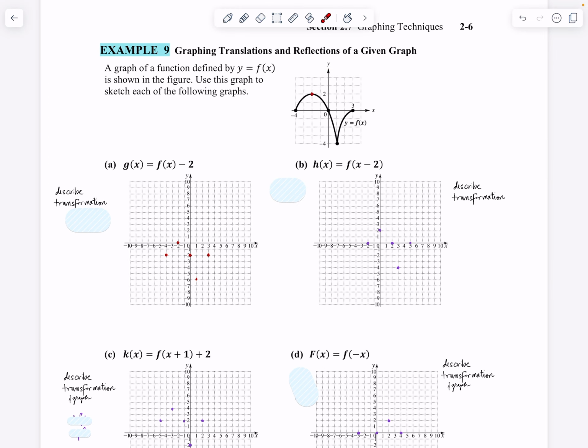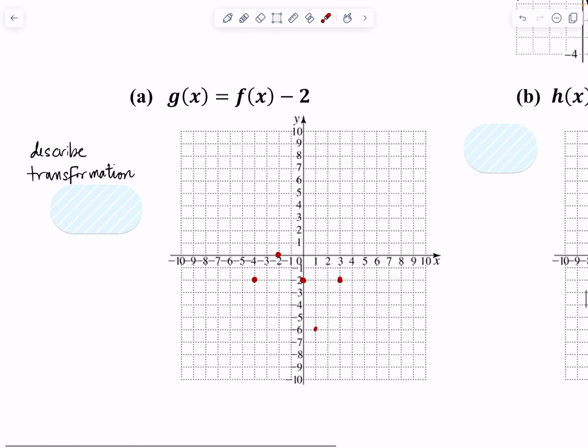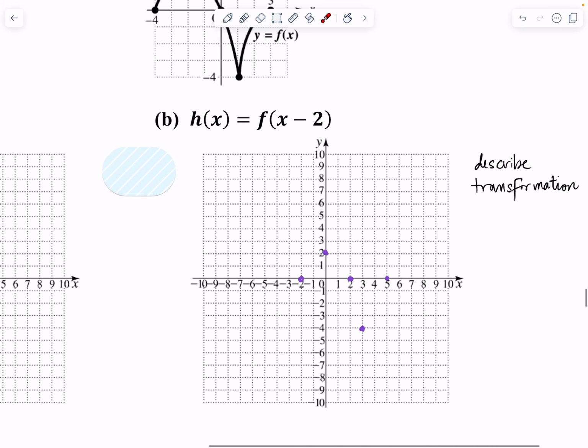So let's get a description for each one of these. First of all, this guy is the parent minus 2. So that means we're going to shift down 2. This guy, because my minus 2 is on the inside of the parent, that means we're going to go backwards from what we expect.